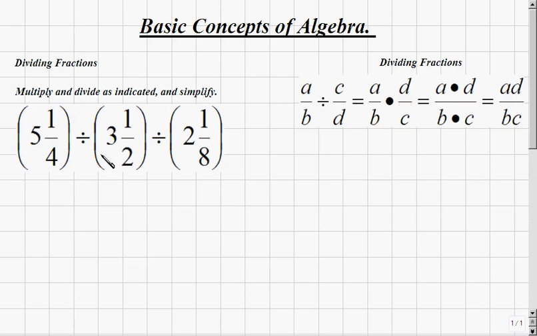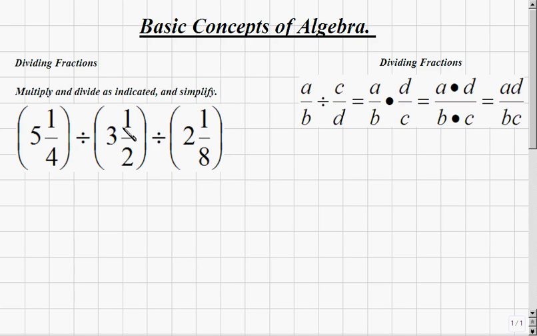Let's divide the fractions 5 1/4 by 3 1/2 and then divide that result by 2 1/8. To do this, we'll convert each one of these mixed numbers to an improper fraction and then use the rules for dividing fractions to simplify our result.